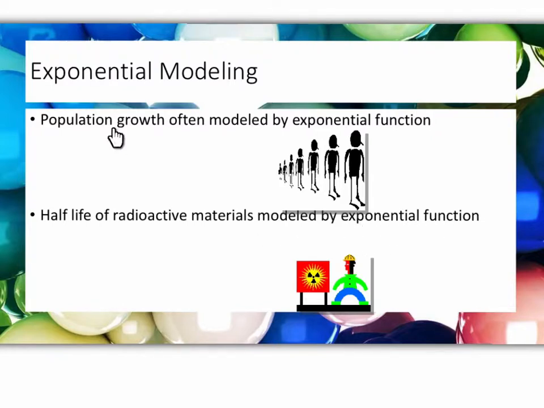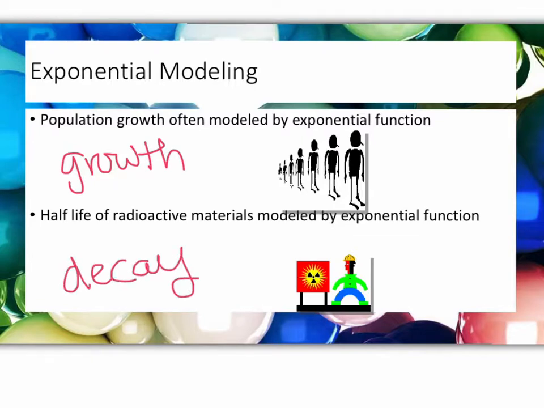So this is an example. Population growth is an example of growth with exponential modeling, and then the half-life of radioactive materials can be seen as decay. And we're going to go ahead and do growth and decay, not this week, but next week.